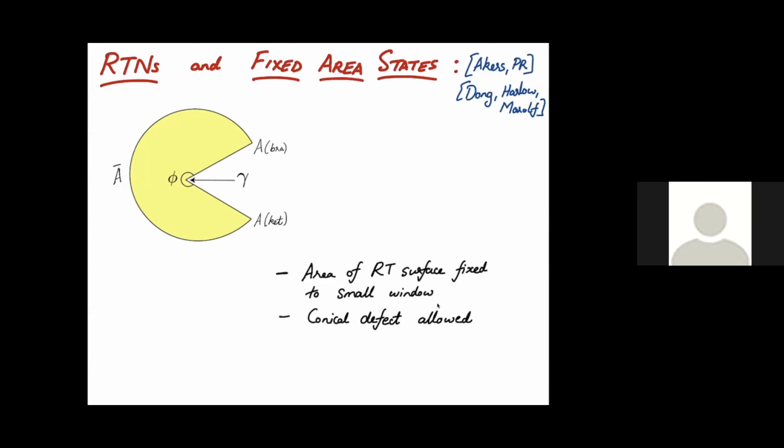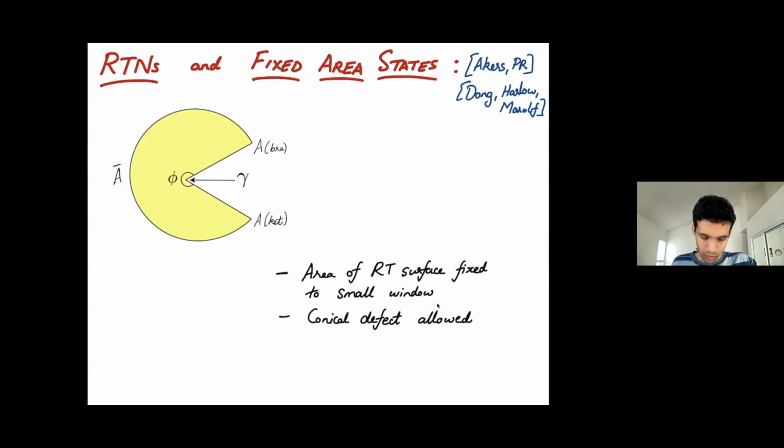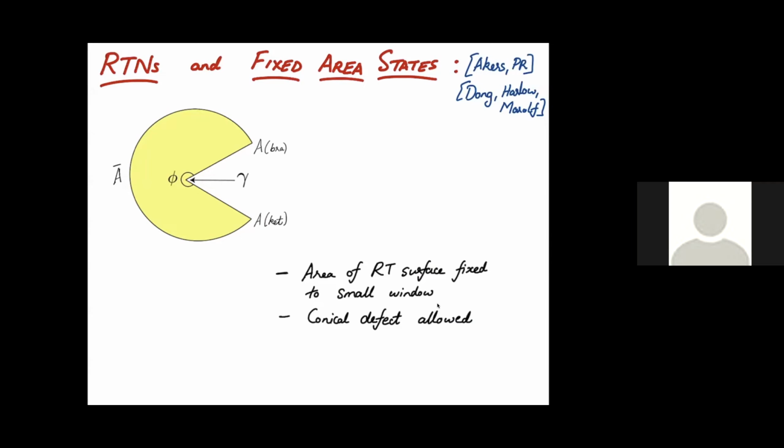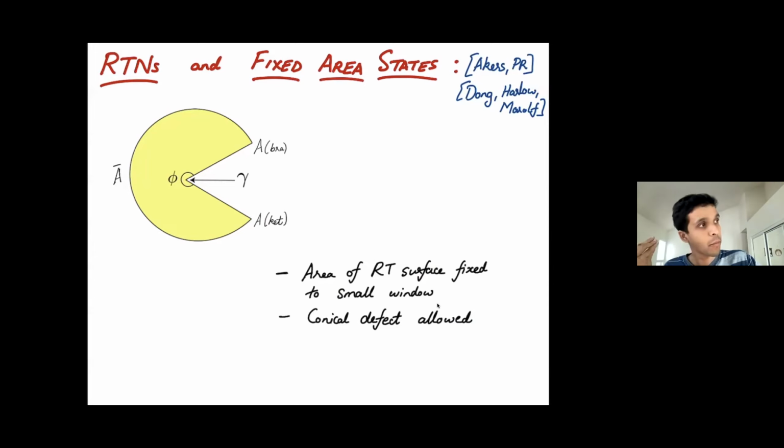Right, sorry, Pratik, can I just ask a naive question? Yeah. I thought these fixed area states were more like the perfect tensor states rather than random tensors. Actually, what I want to argue here is that they'll be very closely related to these random tensor network states.